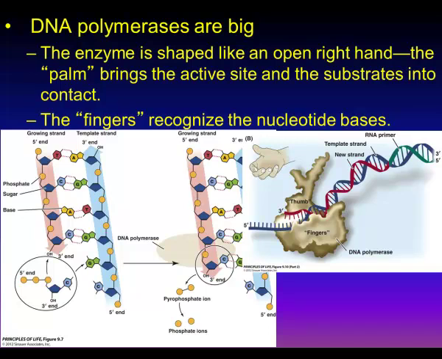The enzyme itself is shaped like an open right hand. So if you take your right hand out in front of you and point it in such a way that your thumb is pointing to the left-hand side of your body, you're sort of mimicking the way the DNA polymerase attaches onto the DNA. The palm part of your hand is where the active site is actually bringing the substrates into contact. And where your fingers are is actually the part of the DNA that recognizes the nucleotide bases and assists with the complementary base pairing.